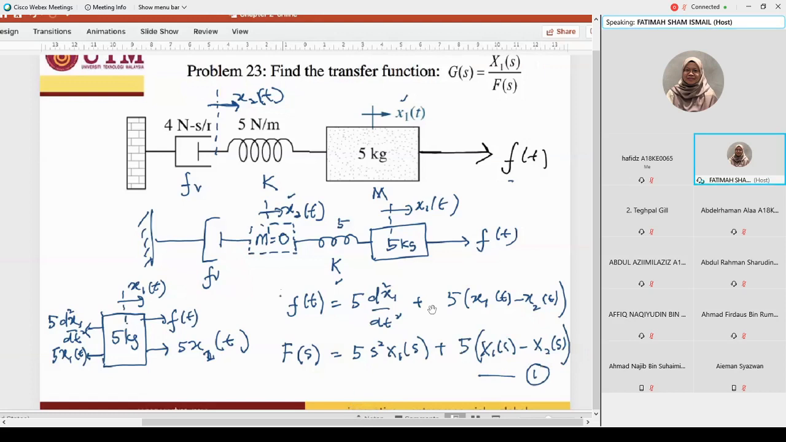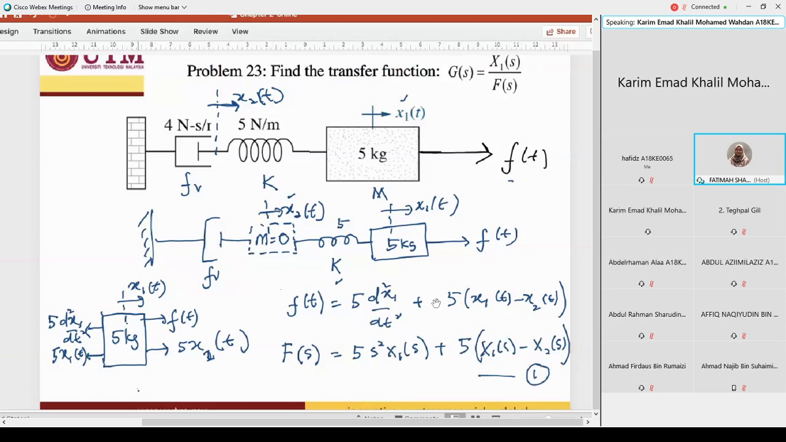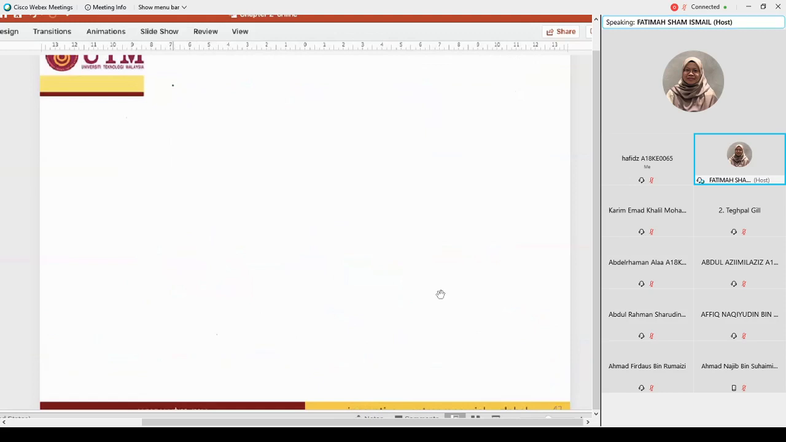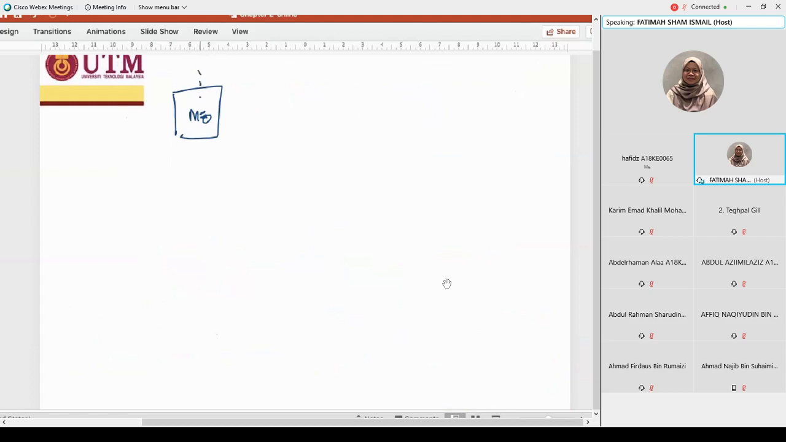For the second equation, the same process: you look at the free body diagram with M0 here. If I put the free body diagram here, M0 equals 0 kg. Actually there is no mass there, but we create the dummy M. The displacement is x2(t). You have the component K, the reaction from the input from the previous one. So you have K x2(t).